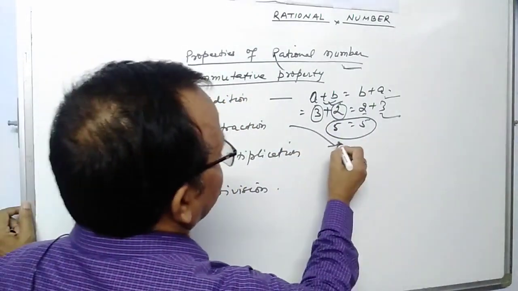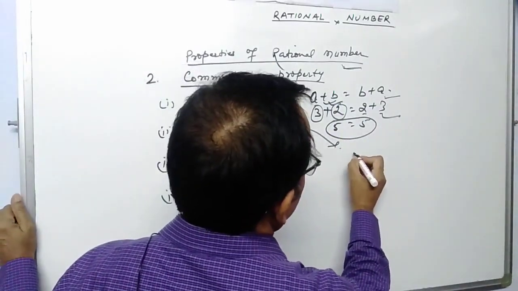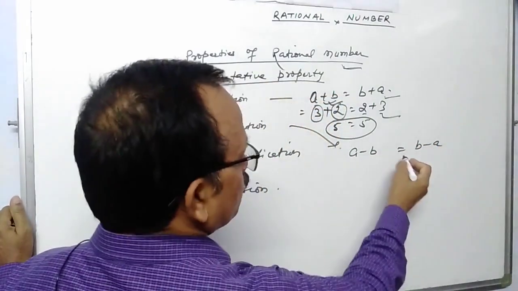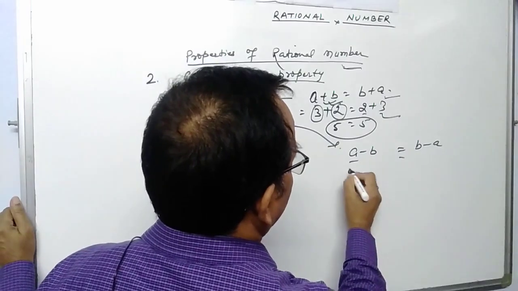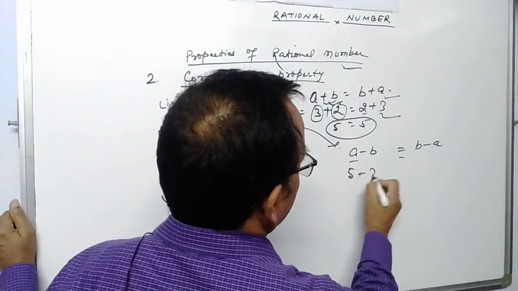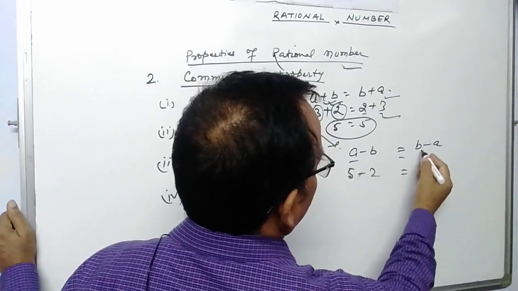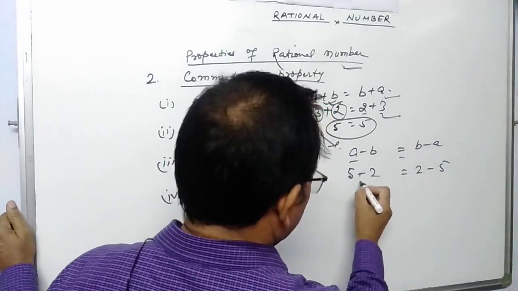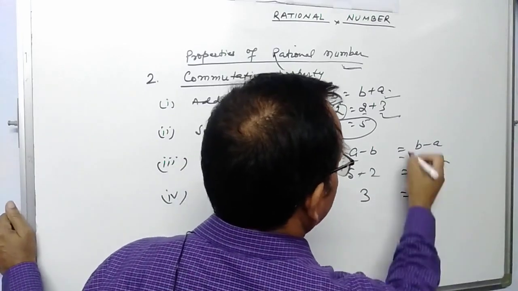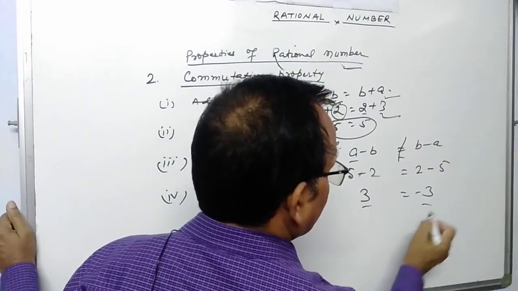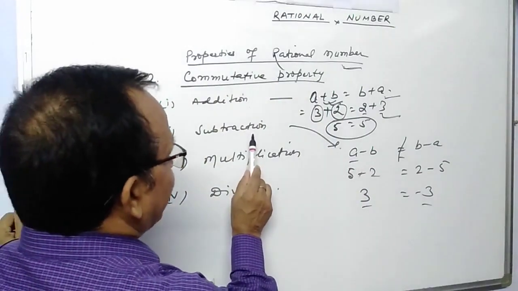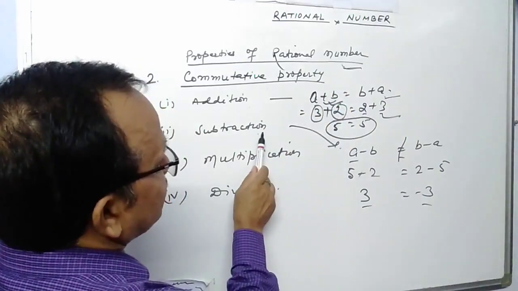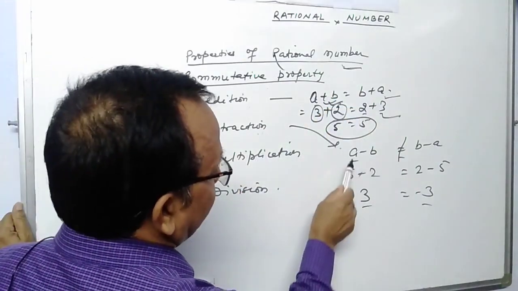Now you come to the subtraction case. Suppose a minus b is equal to b minus a. Is it true or not? Let us verify. Suppose a is equal to 5 and b is equal to 2. 5 minus 2, and b minus a is 2 minus 5. So this is equal to 3 and this is equal to minus 3. Is this equal? Not equal. 3 is not equal to minus 3. So subtraction is not commutative for rational numbers. In case of subtraction, it is not commutative.